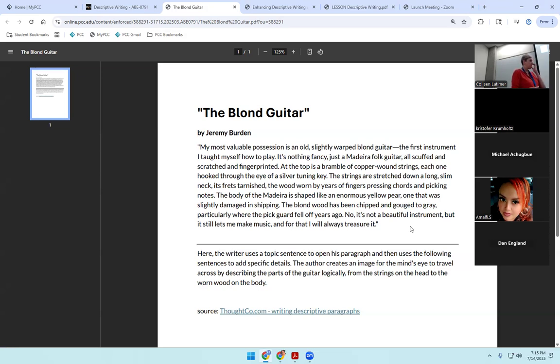The all scratch and fingerprinting. Yeah, scratched is definitely a verb. Excellent. Scuffed too. We could scuff something. What else? Pressing. Pressing. Great. Anybody see any other verbs in there? Vivid verbs?